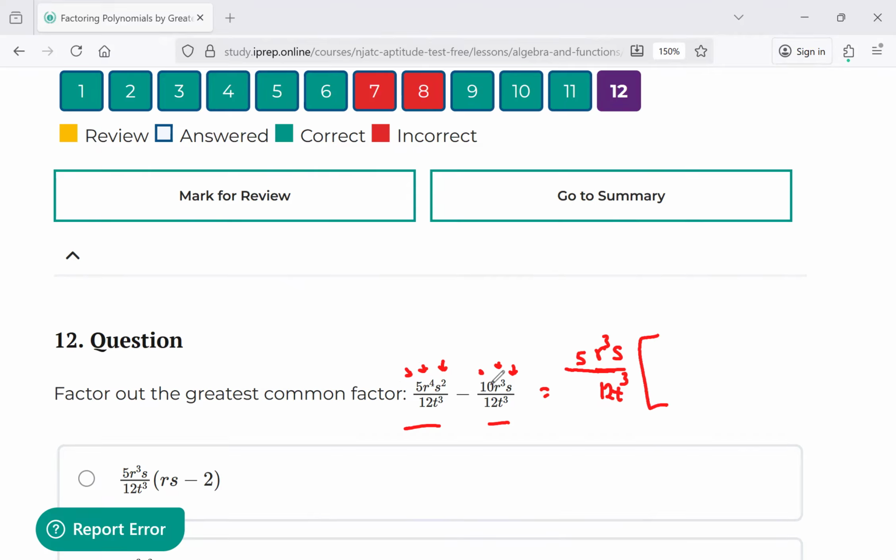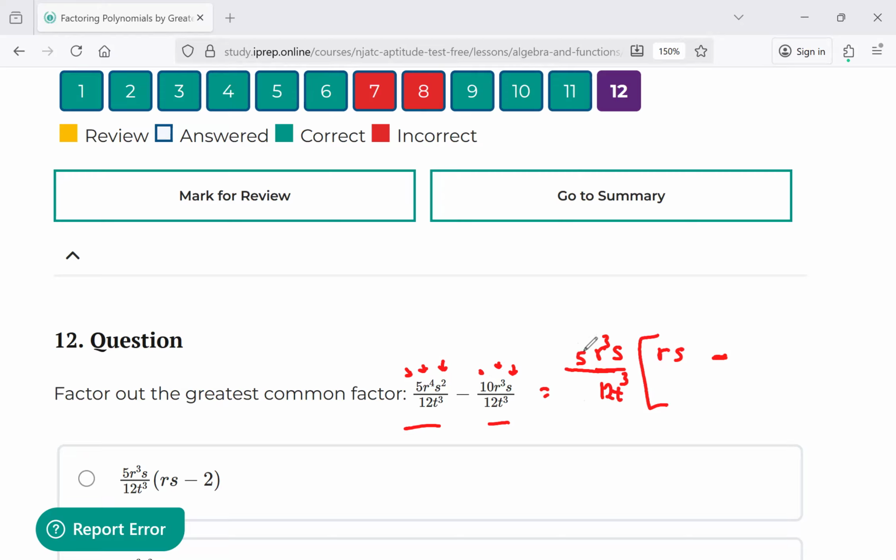Okay, so what do you have to multiply 5r cubed s by to get 5r to the fourth s squared? Well, you don't need a 5. You need one more r, and you're going to need one more s, because this is only one s, so you need one extra s. And then on the bottom, we're good. We don't need to put anything on the bottom because we have a 12t cubed already. Then we're going to need a minus because it's a minus.